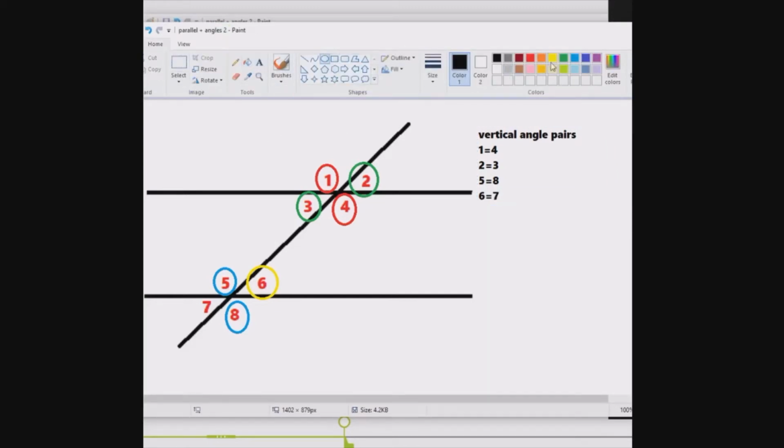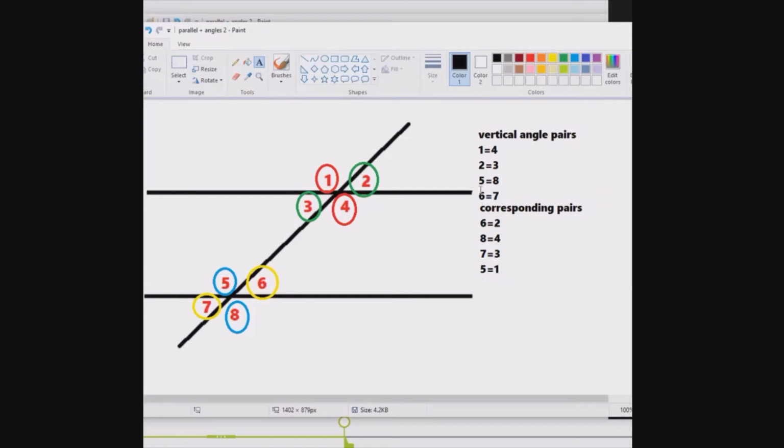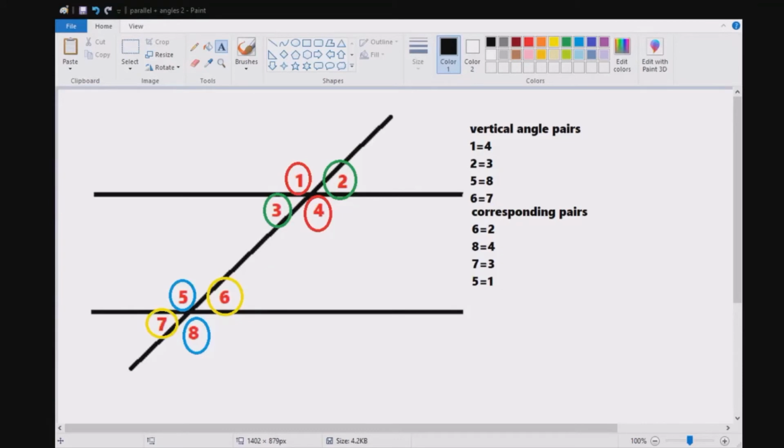Okay. How about our corresponding angles? Let's write those down too. 6 equals 2. 8 equals 4. 7 equals 3. And 5 equals 1. Okay, so we can see a few relationships between the different angles here. With all these relationships between these different angles, what do we know? I'll give you a hint in a second to think about it.